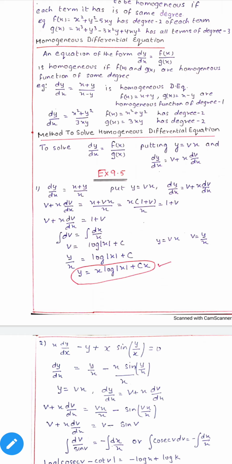v and v are cancelled on both the sides. So we are left with the integral of dv = dx/x. v = log|x| + c. Now y = vx, so v = y/x. In place of v, let us put y/x. We get the answer y = x log|x| + cx.